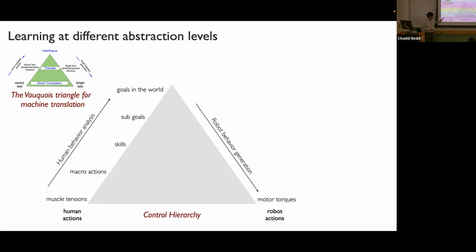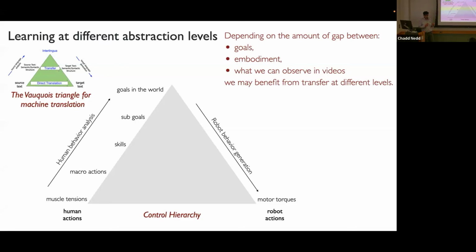And depending on the amount of gap you have between goals, what you can see, and embodiment, we might benefit from translating at different levels of abstraction, right? So you may not necessarily want to go from here all the way to the top and all the way to the bottom. That will actually defeat the purpose of this whole enterprise. But you also don't need to directly map from muscle tensions to motor parts. There are many paths through this triangle, and it may be beneficial to think about different paths for different things, right?